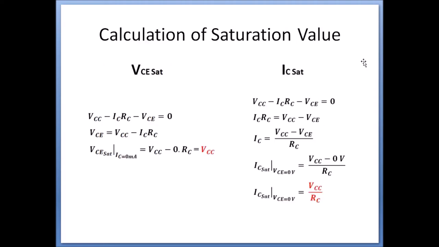Next thing, we need to calculate the saturation value or the maximum value of VCE voltage and IC current. Now from the output loop, we know VCC minus ICRC minus VCE equal to 0. Now if you want to find out the saturation value of VCE voltage, then you have to put IC equal to 0 milliampere for an ideal condition, and the value will be equal to VCC. Now if you need to calculate the saturation value of IC current, then in the equation you have to put VCE equal to 0, then the IC sat will be equal to VCC by RC.